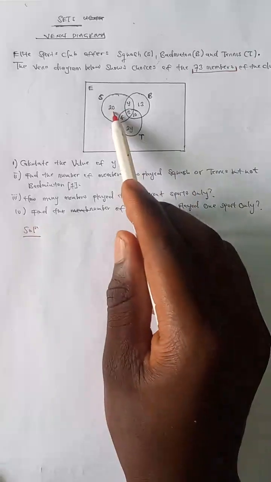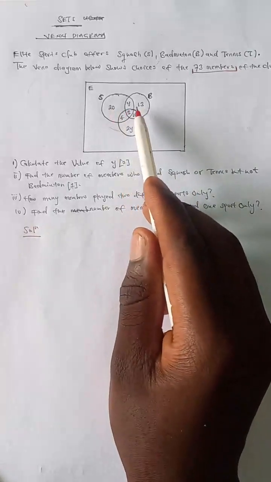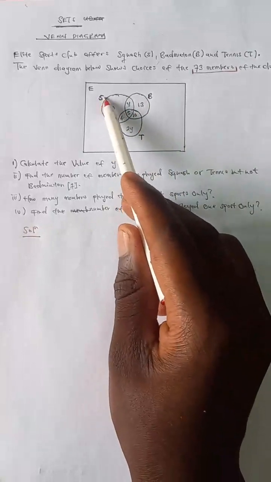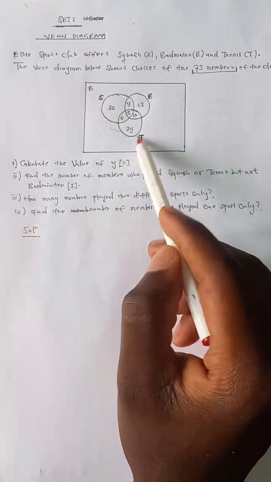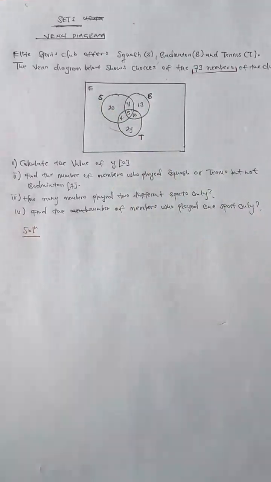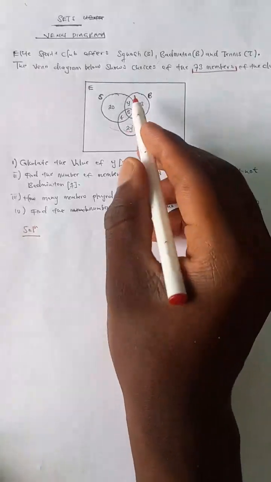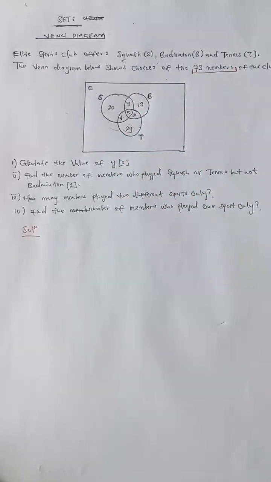We've got 20, y, 13, 5, 4, 10, 2y. This is squash, this is badminton, and this is tennis. Are we clear? Question number one: they're asking us to find the value of y. Find the value of y. So y exists here and y is also there, isn't it? So how can we find the value of y?